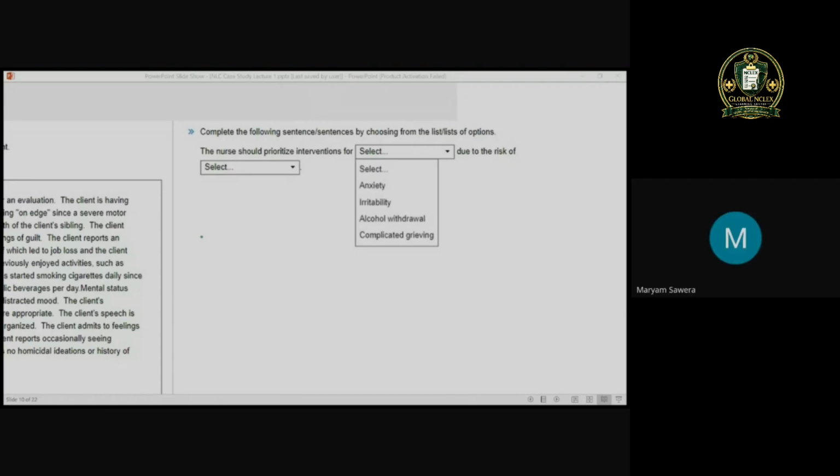Complicated grieving. Very good. Complicated grieving. Yes, your patient is unable to cope with the loss. Uncomplicated grieving. Clear? Yes, ma'am. Okay. Now we are going to the second fill in the blank.